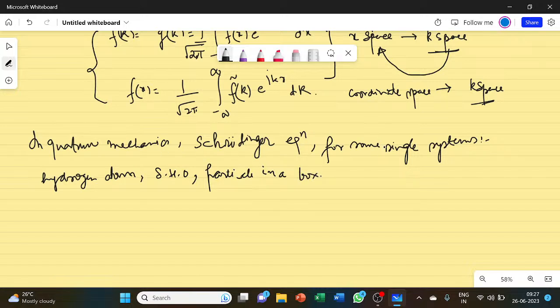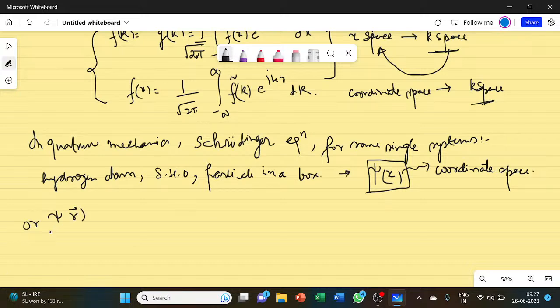So in quantum mechanics, the Schrodinger equation for some simple systems is usually written in terms of the wave function. The solutions of these Schrodinger equations are nothing but these psi of x. So basically you're writing a wave function and this x is there. So I'll say that I'm writing the wave function in terms of the coordinate space. This is called coordinate space because I'm writing in terms of x. Or I can write psi of r if it is a three-dimensional problem. So in general I can say that these wave functions depend upon the position.